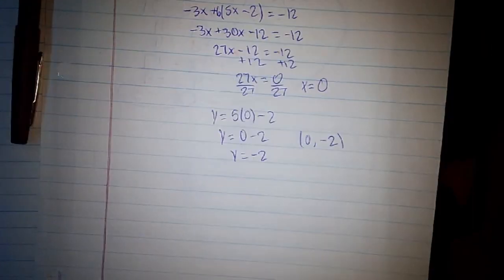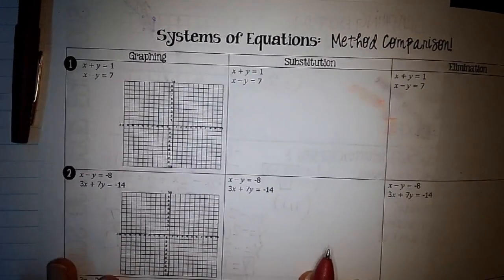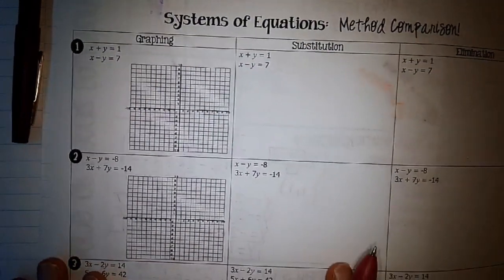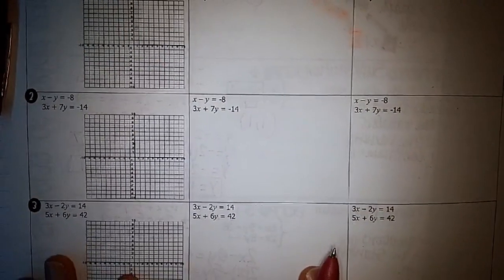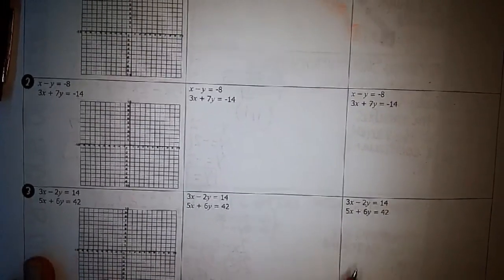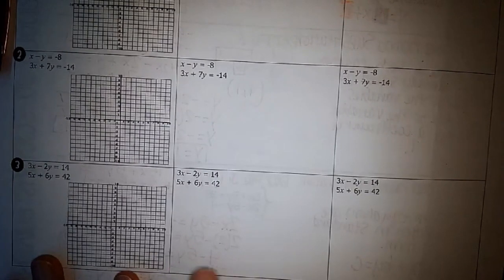So what I want you to do is look at the method comparison, and solve as a group for the next 2 minutes. I would like you to solve number 3. I want you to do it in a group. I want you to do all 3 different ones. Go.